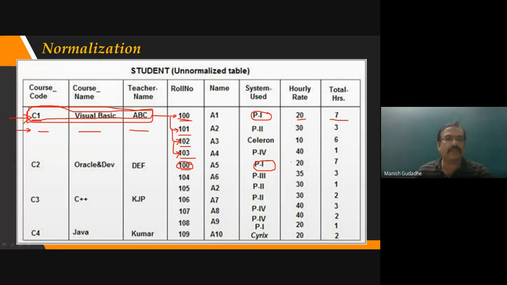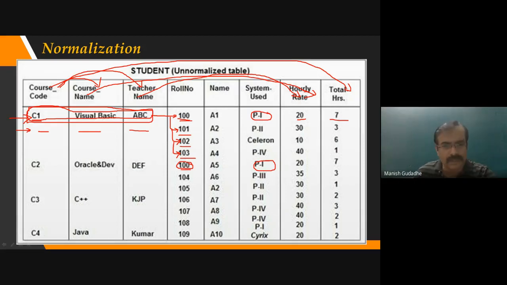In this case, what FDs exist? Course code can determine course name, teacher name, and total hours. And there is the hourly rate, which may be for the teacher or for the course. System used has nothing to do with the course code at all. So there will be a lot of confusion in this table when it is put for processing in a computer system. So this cannot be a proper table. This is an unnormalized table.